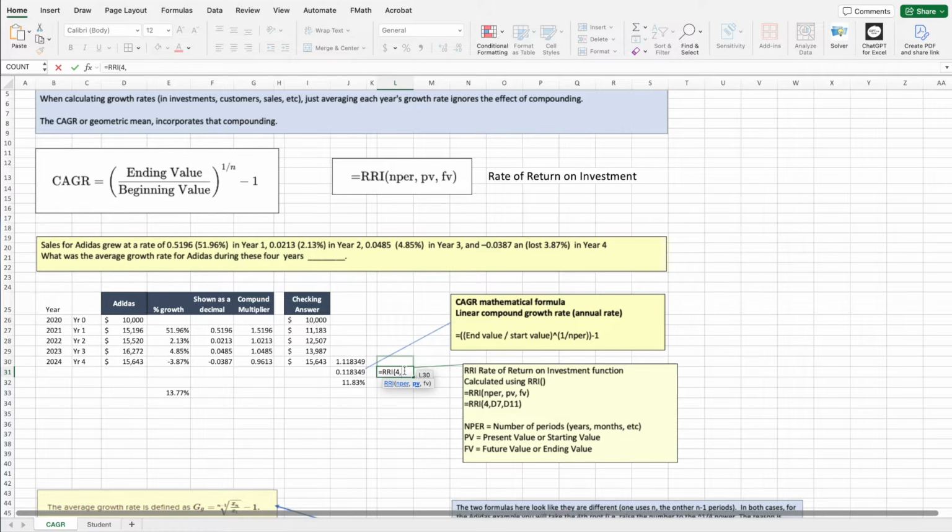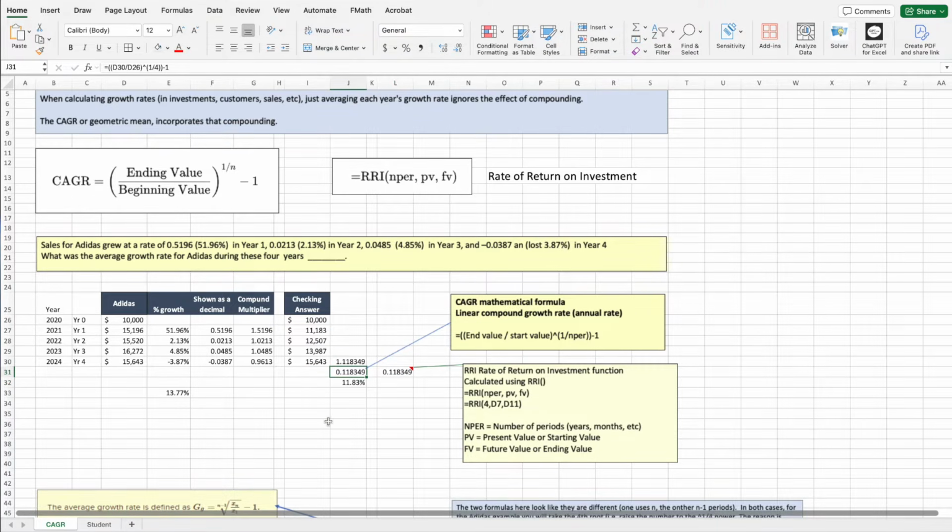Okay, not number of years, number of growth periods. Our present value, the money we started with, is this 10,000. And our future value, or what we ended with, is this 15,000. And we can close this up and hit enter, and notice it's the exact same number.